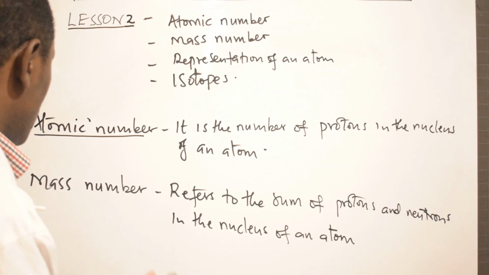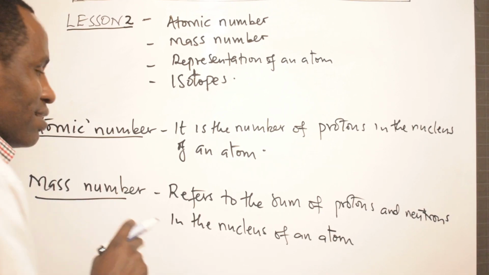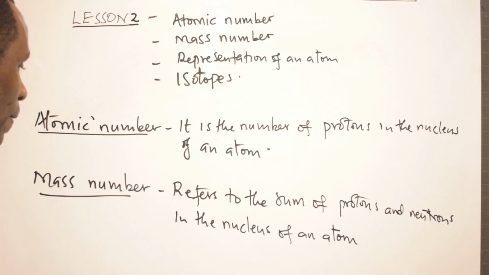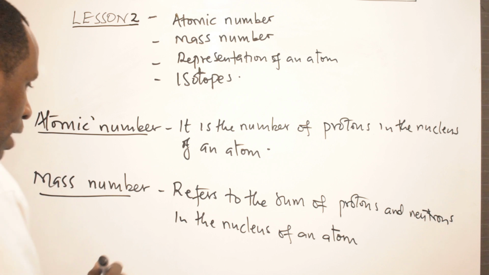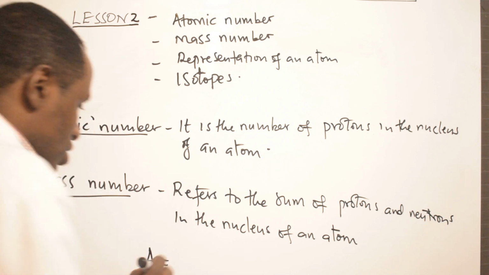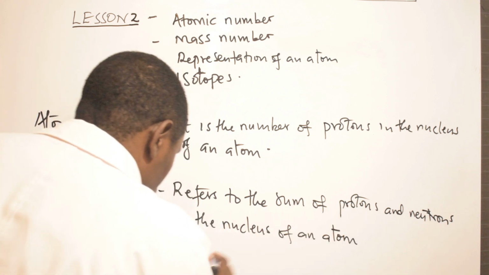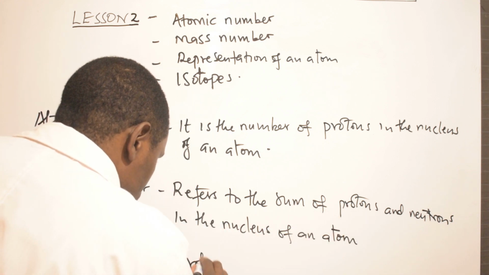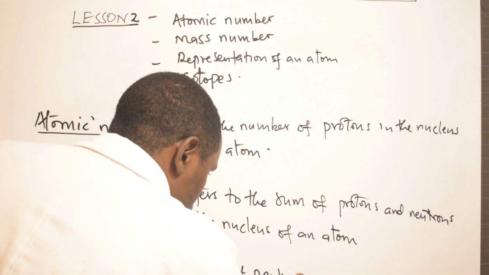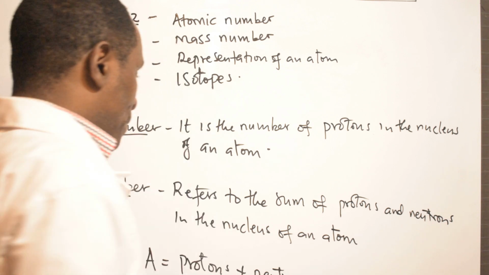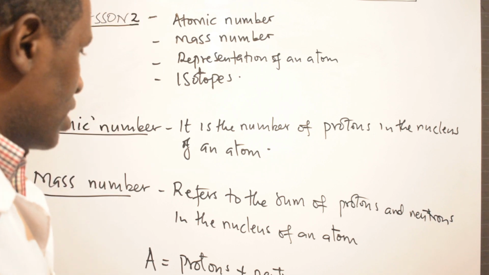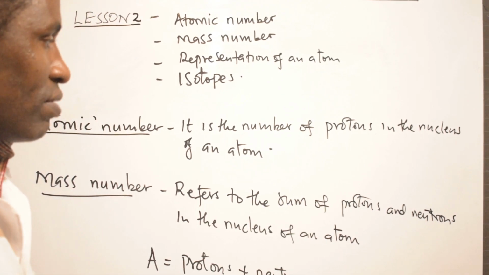Now, the other unit that we use here is the mass number. The mass number, which we can abbreviate with an A, refers to the sum of protons plus neutrons. Protons plus neutrons.